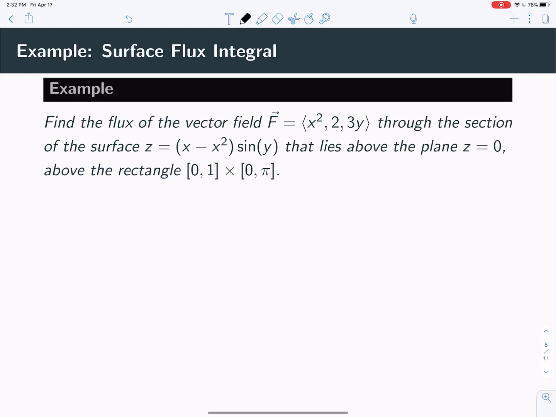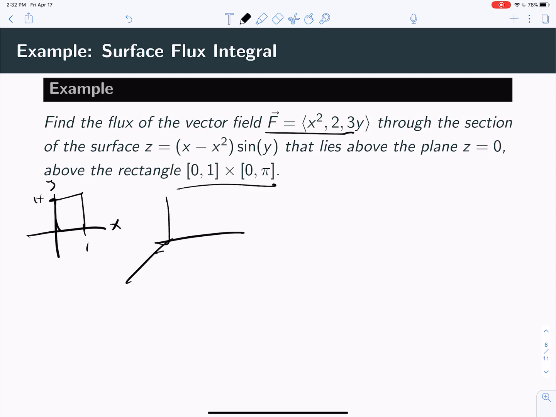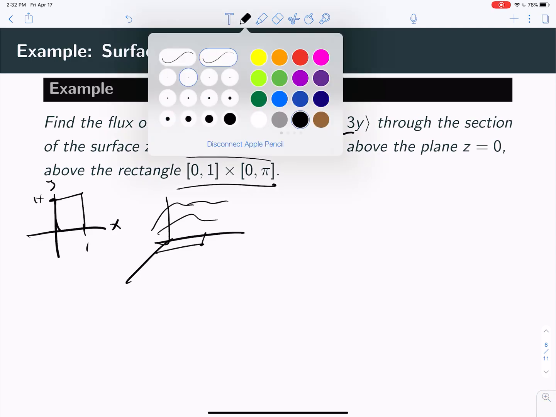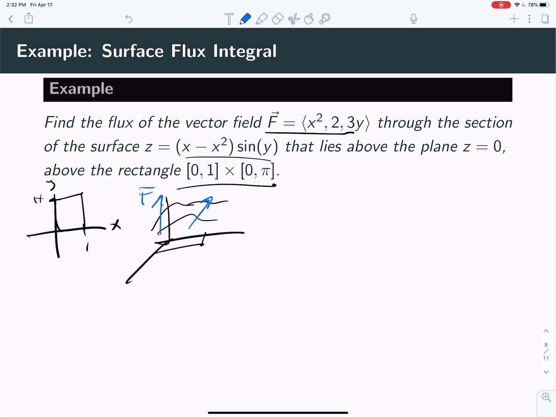Okay, so the first example, we get a vector field F here, x squared, comma 2, comma 3y. And the surface is z = x - x squared sine of y, and that's above the rectangle [0,1] by [0,π]. So in the xy plane, you've got this rectangle in xy, but in 3 dimensions there's some sort of surface above that rectangle given by this function. And now we want to know for that vector field F how much of F is coming through the surface at each point on the surface.